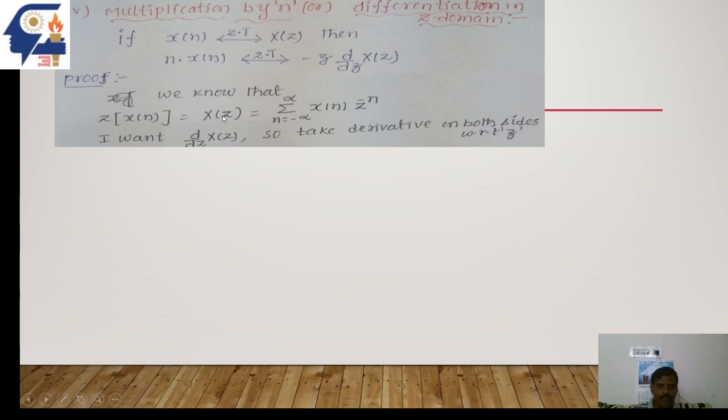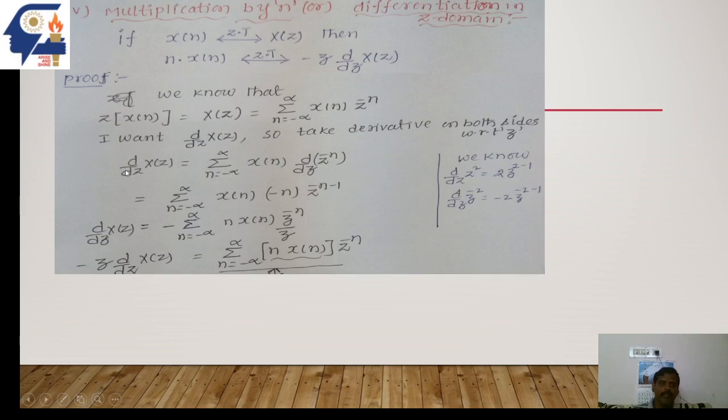We know the z transform of any signal is summation n equal to minus infinity to plus infinity given signal z power minus n. In this proof, on the left side we got X of z, and on the right side this is the equation. I want d by dz of X of z, so take the first derivative of X of z. We will get d by dz of X of z. So take the derivative on both sides with respect to z, because it is X of z, and here also z is there. In the proof I want d by dz. That is why I take the derivative of the above equation with respect to z.